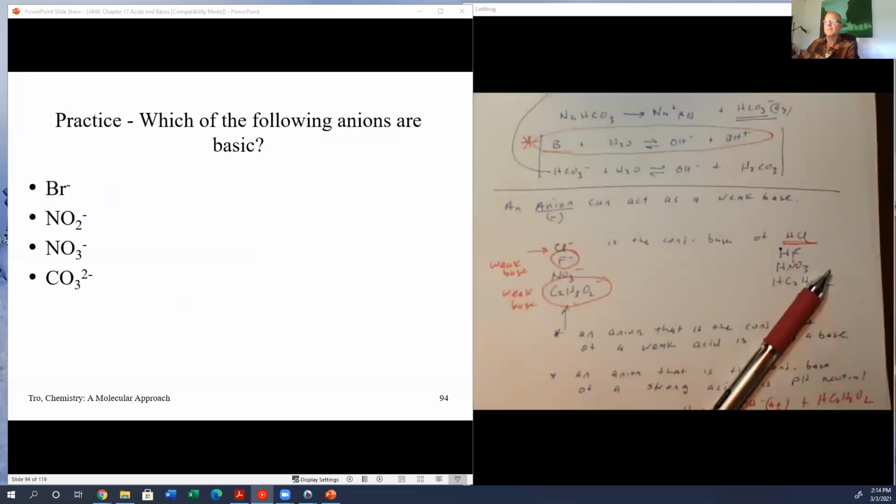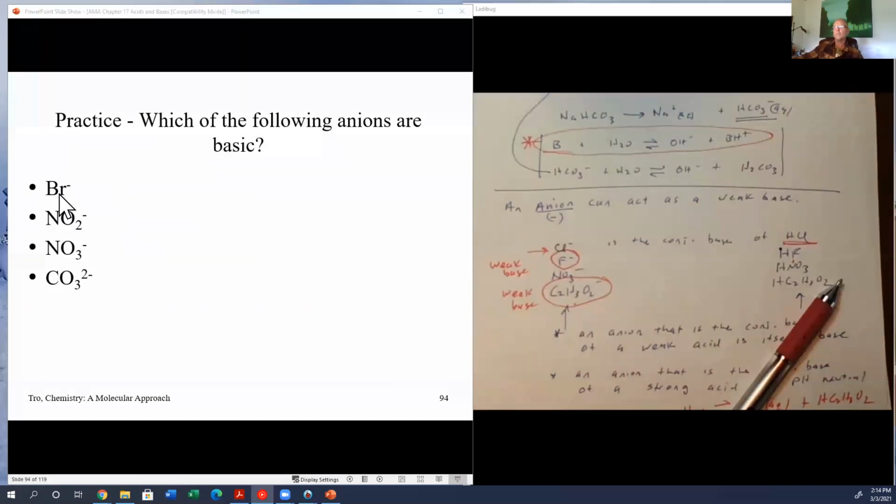Okay, so let's practice a little bit. Now remember, these are all negative ions, so we don't have to worry if a negative ion is acidic. We just have to worry if it's basic, okay? So let's ask ourselves about each one of these. Is Br minus basic, yes or no? No, right? Why? It's the conjugate base of the strong acid HBr, so Br minus is pH neutral.